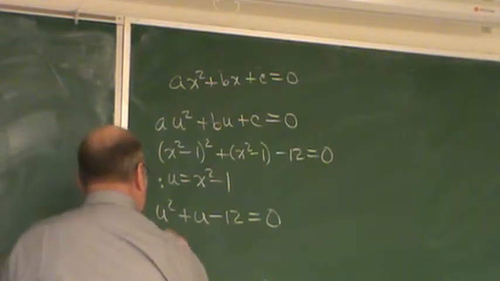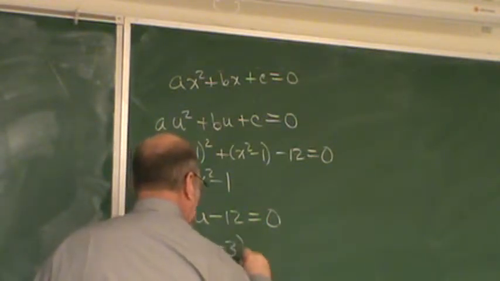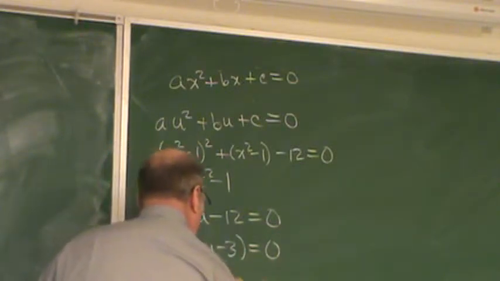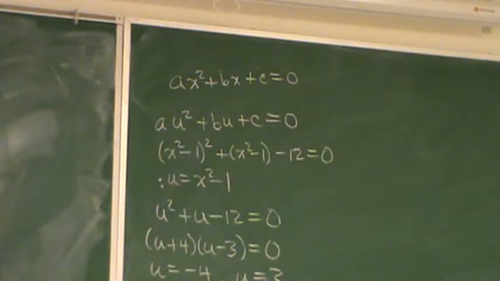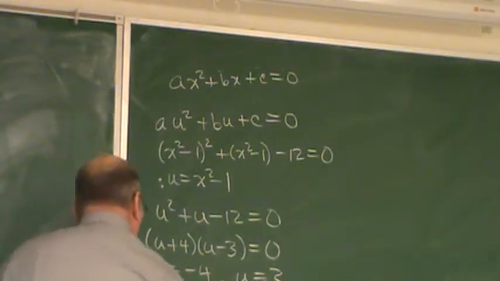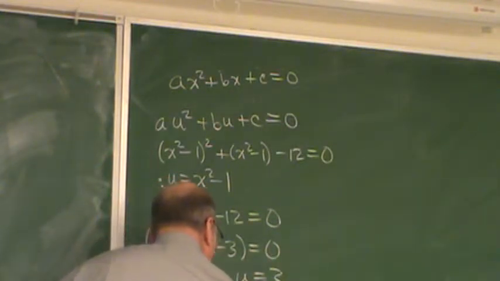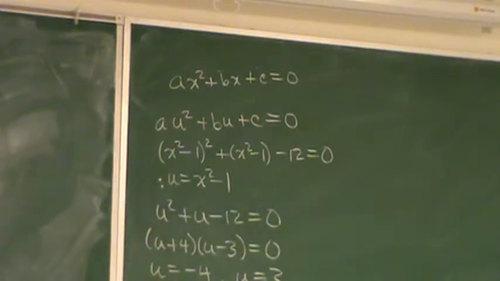This is easy to factor. It factors into (u plus 4) times (u minus 3) equals 0. So u is negative 4, or u is 3. Yes? But they didn't ask you what u was, they asked you what x was. So what you have now is x squared minus 1 equals negative 4, or x squared minus 1 equals 3. Yes?